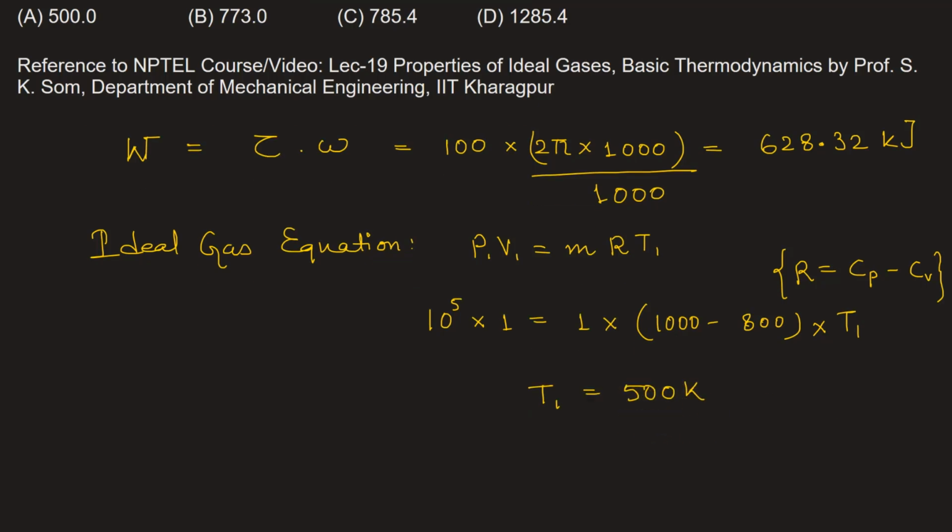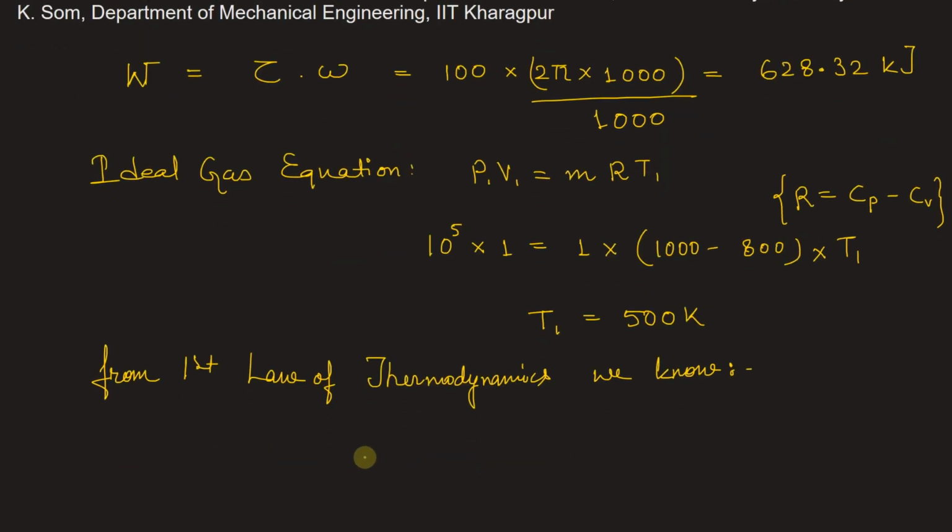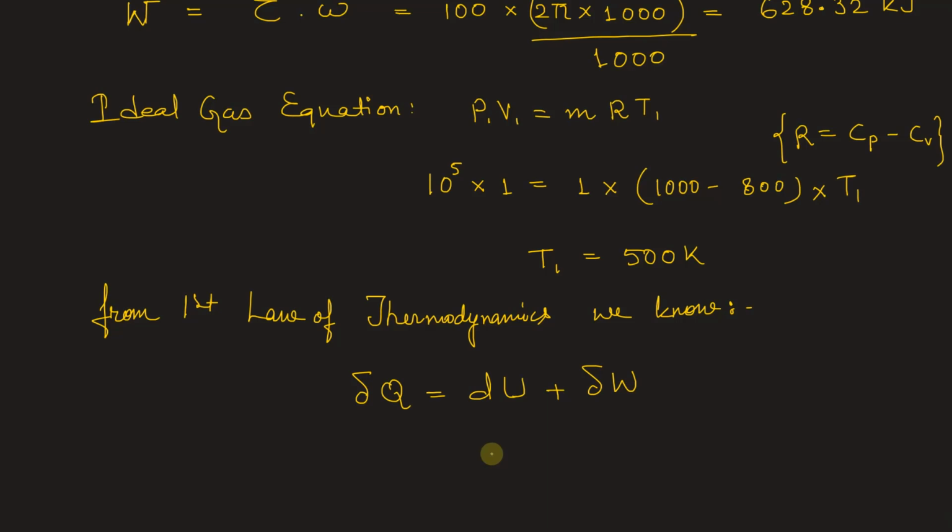Now from the first law of thermodynamics, we know that the change in heat delta Q is equal to the change in internal energy plus the work done. Now since delta Q in the problem is 0, because the container is fully insulated, and also we know that dU is equal to Cv into dT, change in temperature.